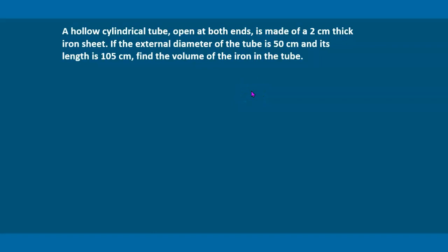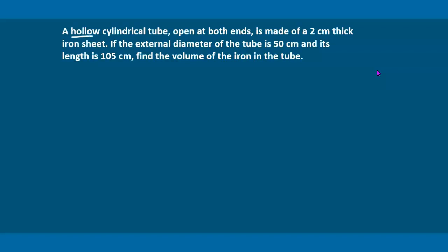Hello everyone, let's try to understand this question. A hollow cylindrical tube open at both the ends is made of 2 centimeter thick iron sheet. If the external diameter of the tube is 50 centimeter and its length is 105 centimeter, find the volume of the iron in the tube. So let's see how we can solve it.